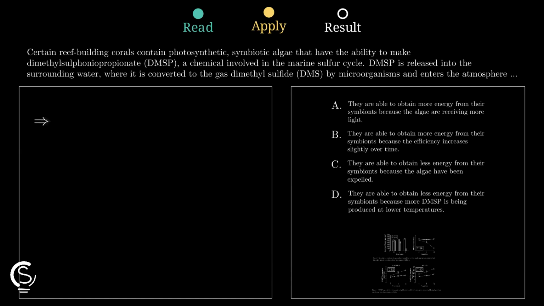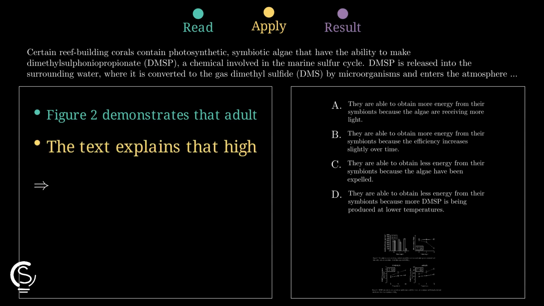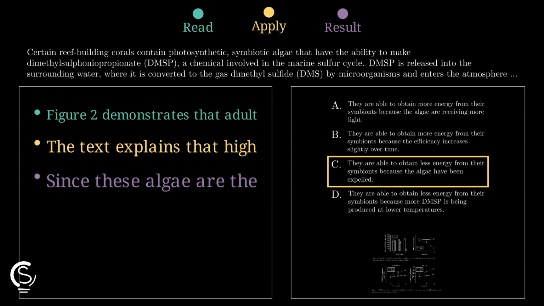The passage says high temperature stresses the symbiotic algae, causing DMSP production at first, but if heat stays too high, corals expel those algae instead of keeping them. Since the symbionts are the source of photosynthetic energy, expelling them means adult corals get less energy during extended heat exposure, which matches option C.